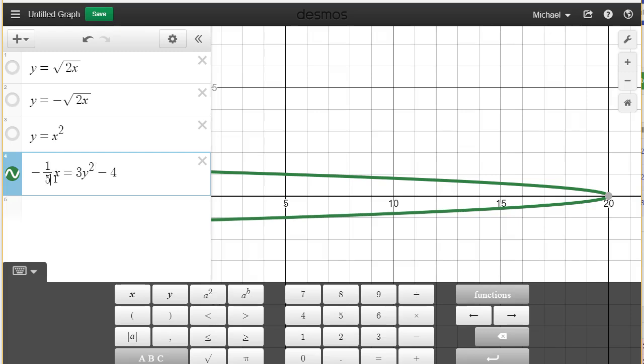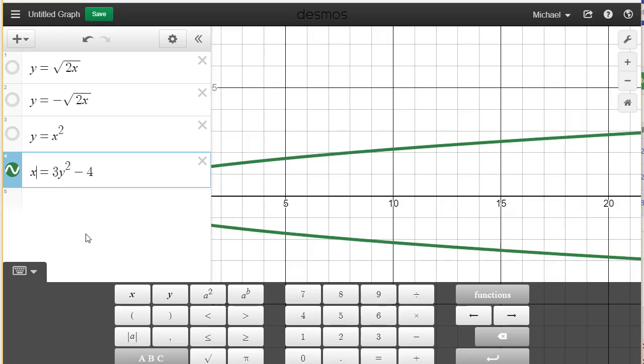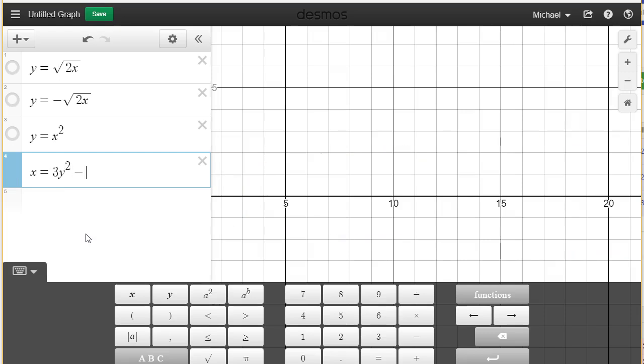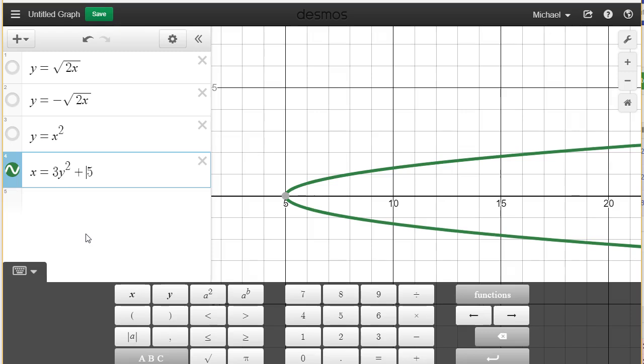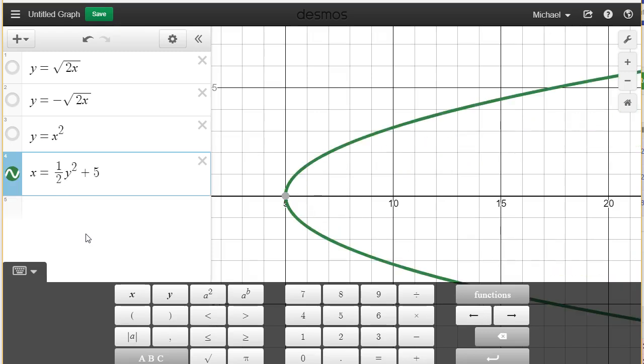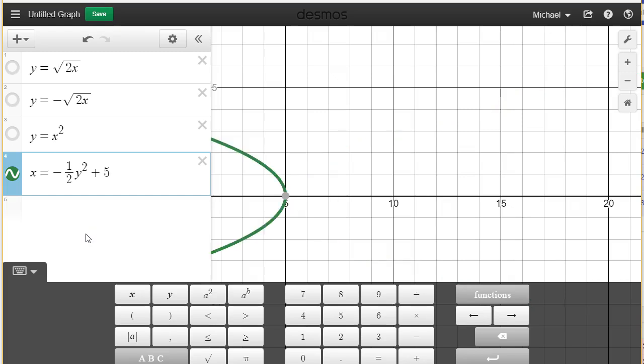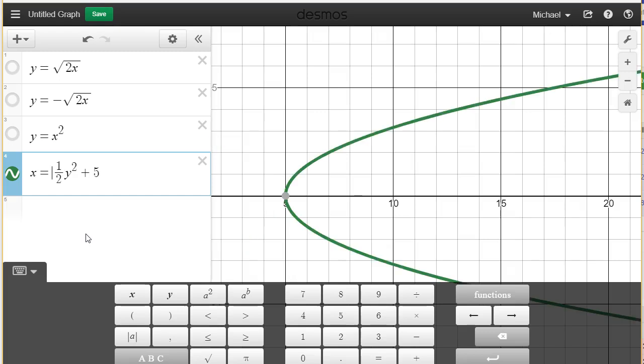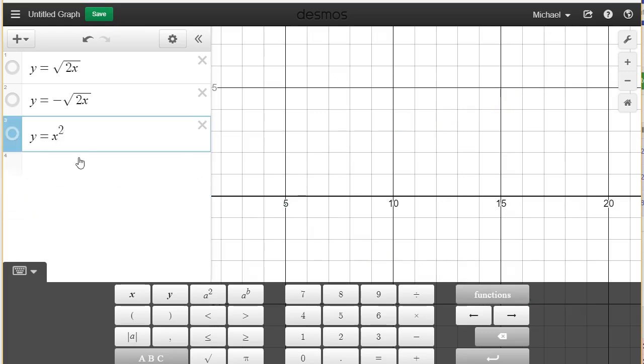So let's see what happens if I get rid of this stuff. Let's get rid of the stuff that's in front of the x, make it a whole new problem. We'll do something like plus 5, and then instead of having a 3 here, we'll have something like 1 over 2. And let's go ahead and plug the negative sign in. So again, we open to the left with a negative in front of the y squared, and we open to the right with a positive in front of the y squared.